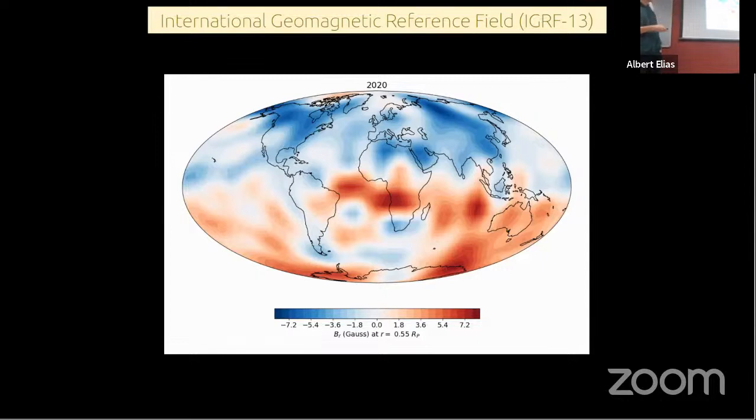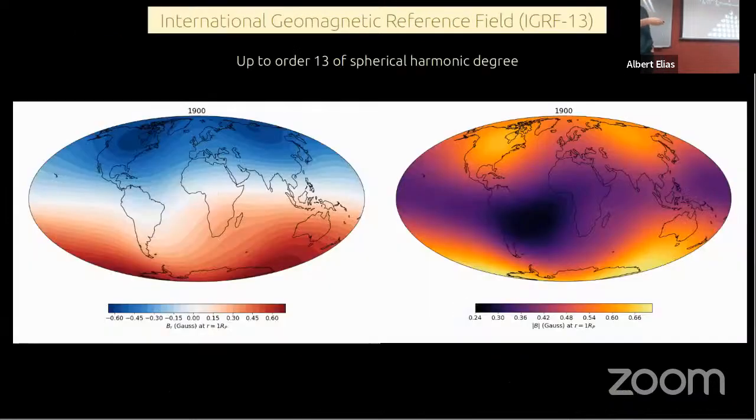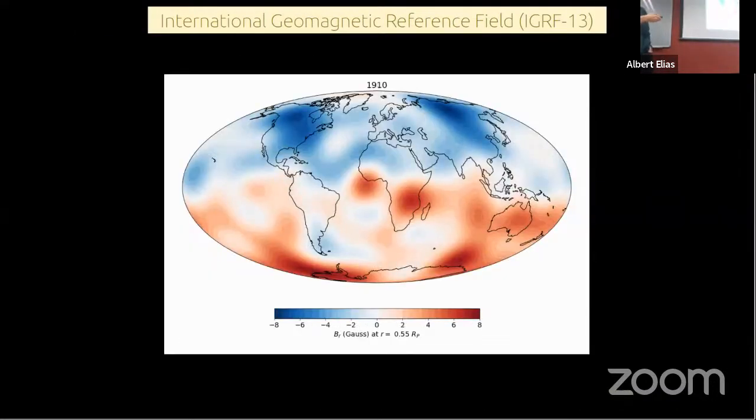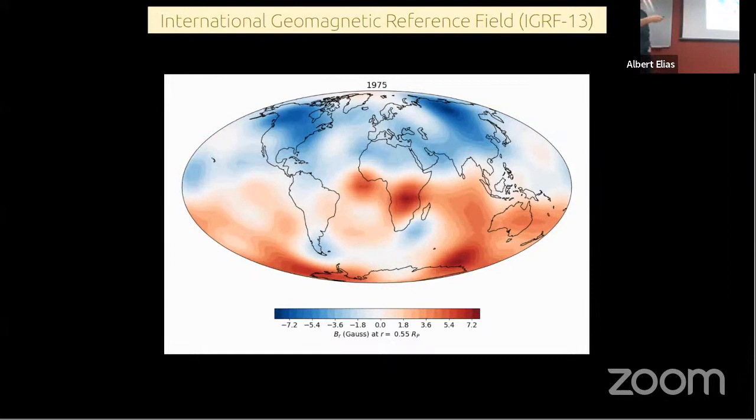And I did not explain this, but when they give these two sets of constants, they are using the current-free approximation, which is outside the electrically conducting fluid, there's no field generation, and you can approximate the magnetic field with this potential. So you cannot use this approximation below 0.55, because below 0.55, the fluid core starts and this approximation does not work.